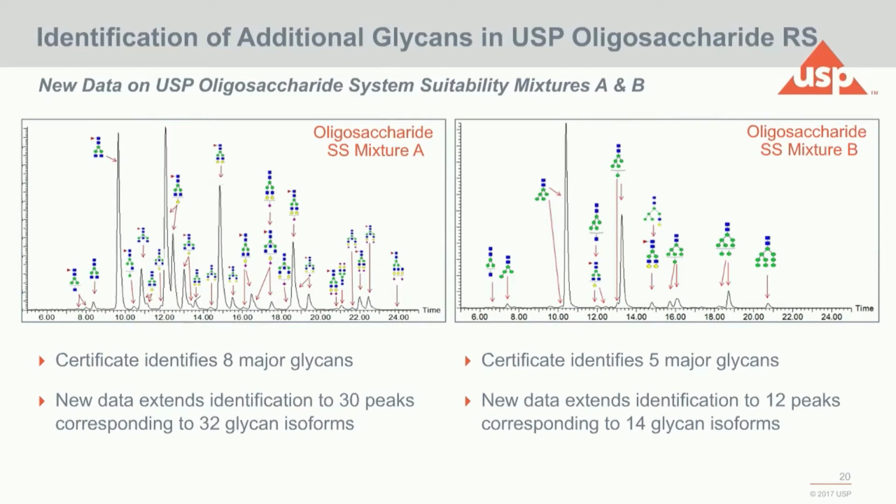We also have some posters that we've presented at meetings that outline these results. And we've done the same thing with the oligosaccharide system suitability mixture B, which is primarily high mannose glycans. The certificate originally identified 5 glycans. We've now expanded that to 12 peaks corresponding to 14 different glycan isoforms.